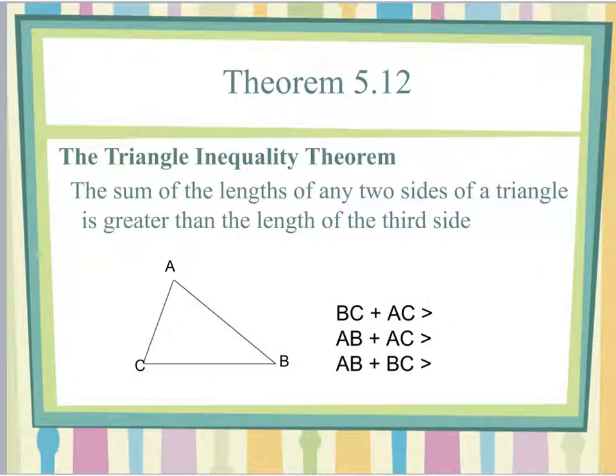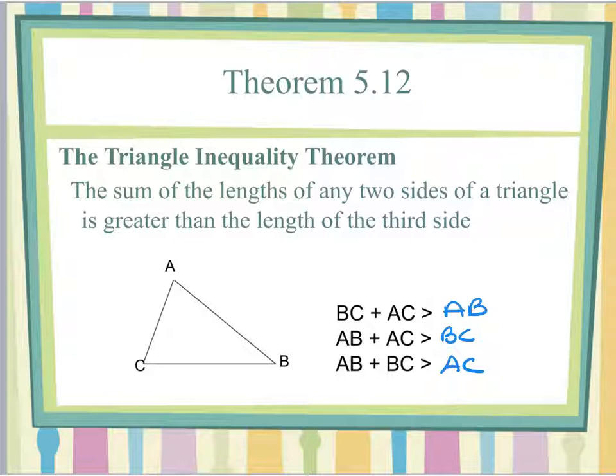The next one actually has a name, and it's called the triangle inequality theorem. This one states that the sum of the lengths of any two sides of a triangle is greater than the length of the third side. So let me fill in what goes on the other side of these inequalities. This is telling me that side BC plus AC is going to be greater than the other side, AB. And if I add AB plus AC, it would be greater than BC. And if I add AB plus BC, it will always be greater than AC.